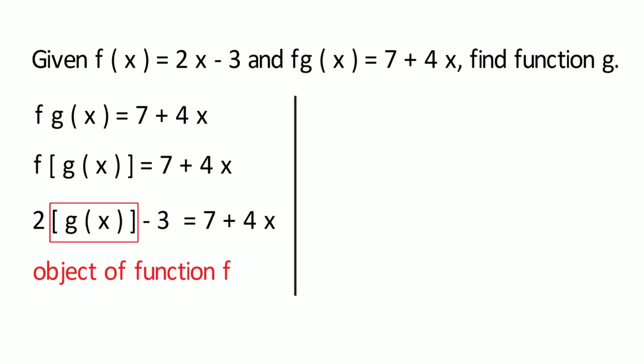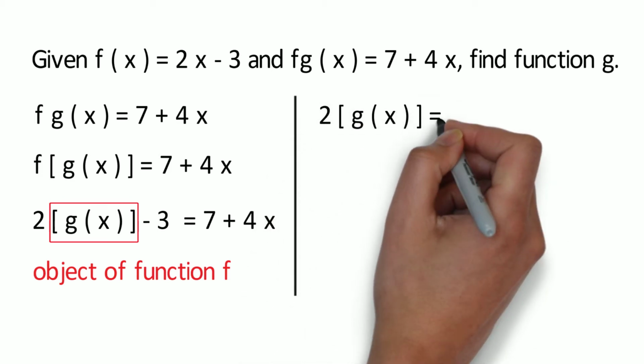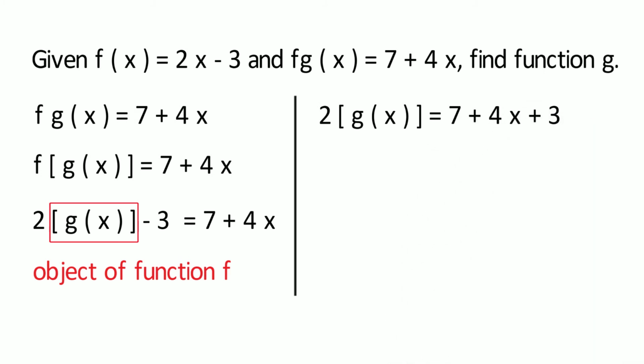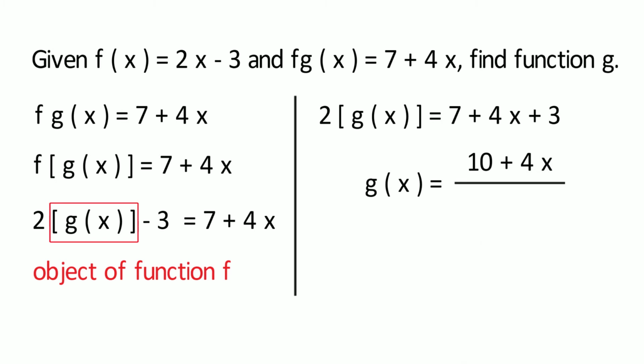Now bring negative 3 to the other side and we get 2 multiplied by function g(x) equals 7 plus 4x plus 3. So g(x) is equal to (10 plus 4x) over 2, which gives us 5 plus 2x. Now let's look at another method for determining one of the functions.